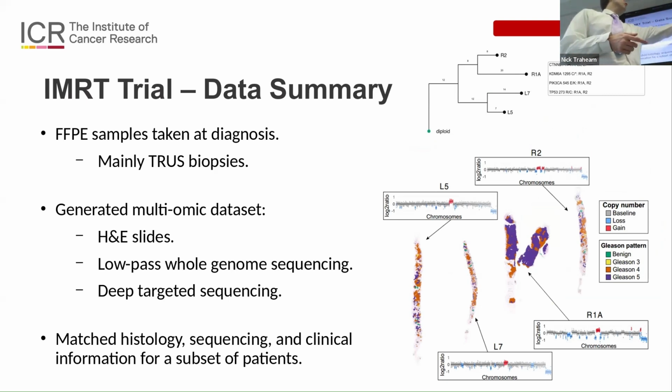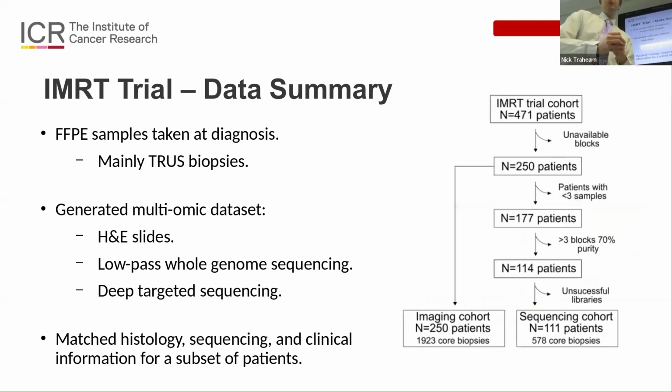And from that, you can generate phylogenies. You can see what is the interplay between particular mutations and the Gleason pattern. And so, yeah, this was a unique opportunity to be able to combine those two together that the IMRT trial really allowed us to explore. And so just to give you an idea, yes?